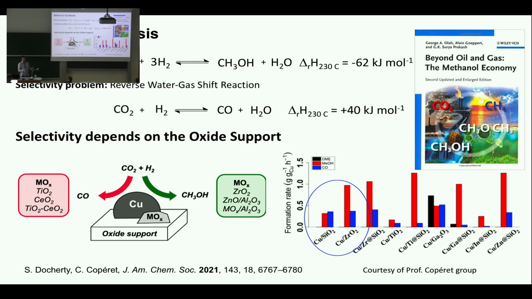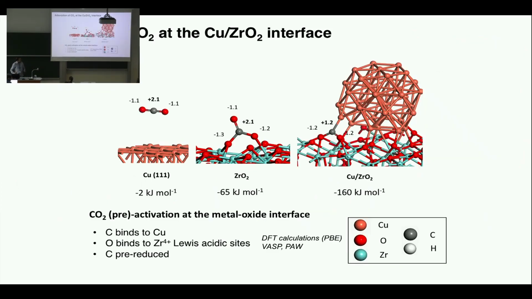And you can already see by this diagram that copper on silica is rather unselective, so you form basically 50% of methanol and 50% of CO, whereas zirconia is much more selective towards methanol. So this is this red graph here, and much less selective towards CO. So in order to try to understand this, we constructed different model systems. So this is a model catalyst.